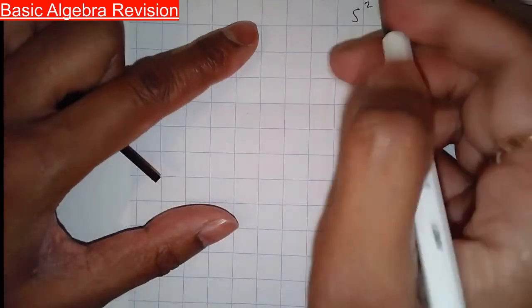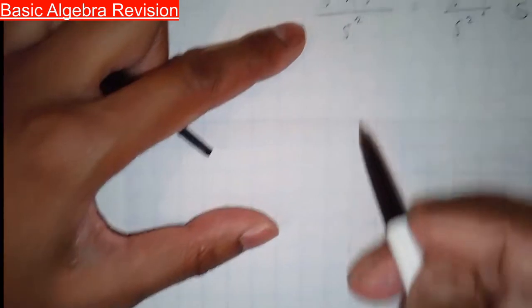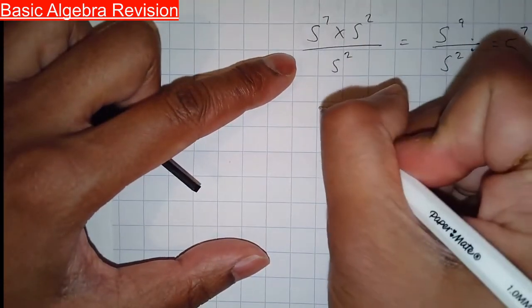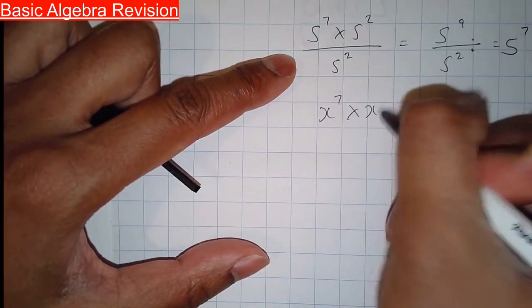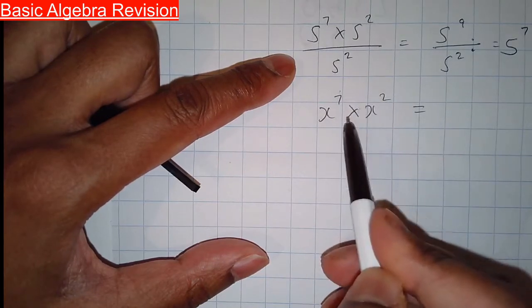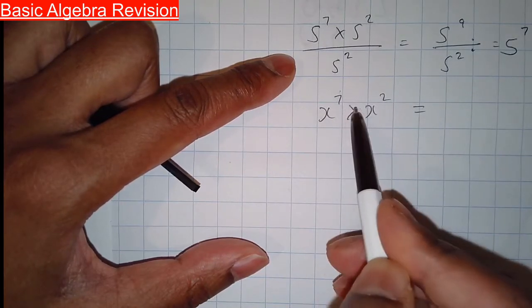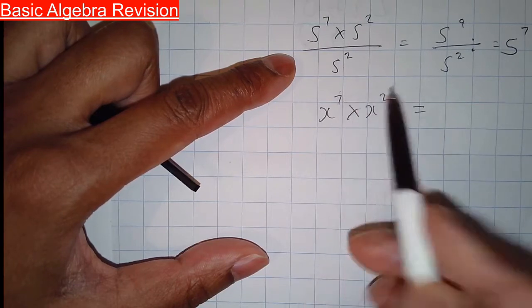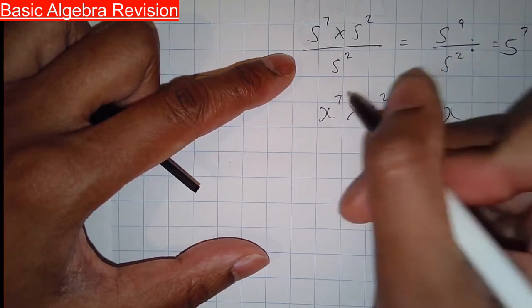And you can do the same thing with letters as well. I mean, it doesn't have to be numbers. So for example, if you got something like that, the base is the same and you're timesing. So what happens when you times? You have to add the indices. So 7 add 2 is 9.